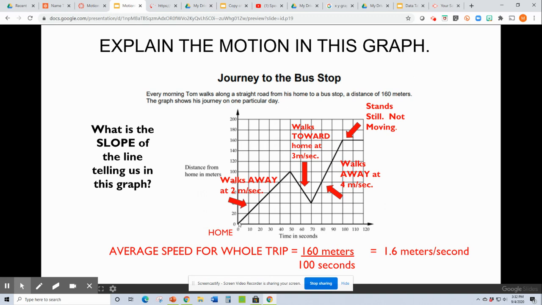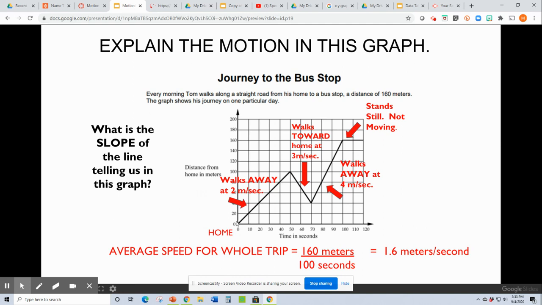The slope of this line tells you the speed. It's the change in y over the change in x. So it is actually telling you the speed of the object at that point on the line. And since it's constant, we can calculate that. So here, for example, 0 to 100 meters, right there. He walked 100 meters. That is his total distance from this point to this point, 100 meters.